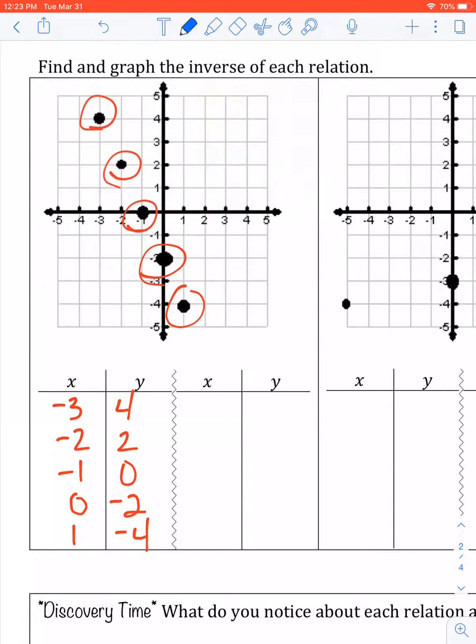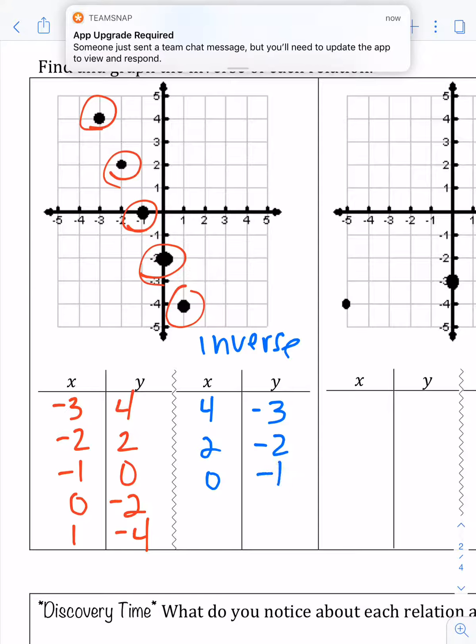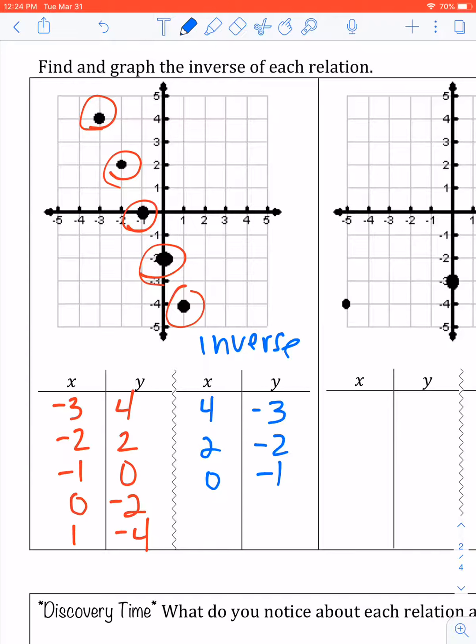When I want to write their inverse, all I do is flip the points. You don't flip the signs. You keep the signs the same. You just exchange the 0 and the negative 1, the negative 2 and the 0, the negative 4 and the 0, and let's graph.